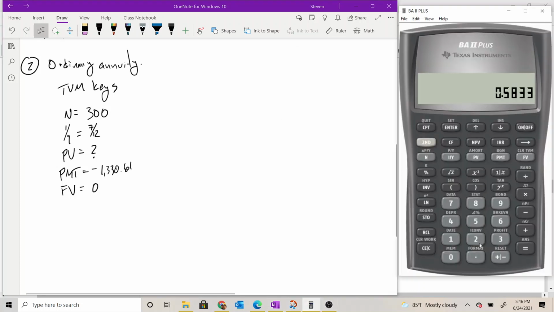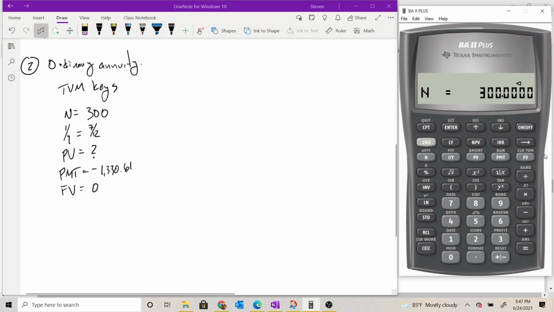Okay, let's plug these in. I'm going to start by clearing out the time value of money keys, which will record zeros on all the keys. So second, clear TVM. We'll zero everything out, and then I'm going to enter them left to right. N is 300, so it's 300, and then press N to store it.